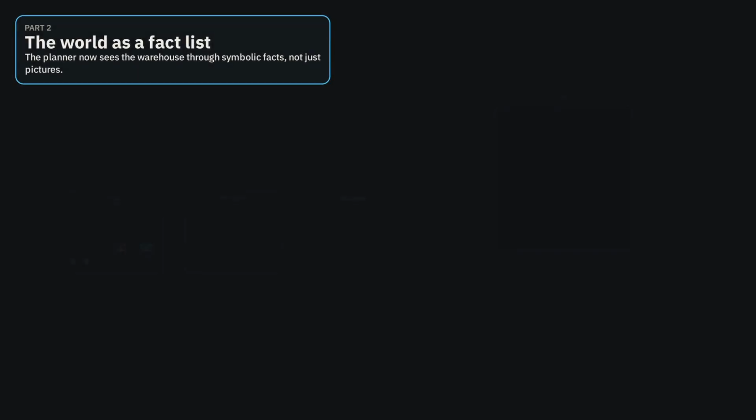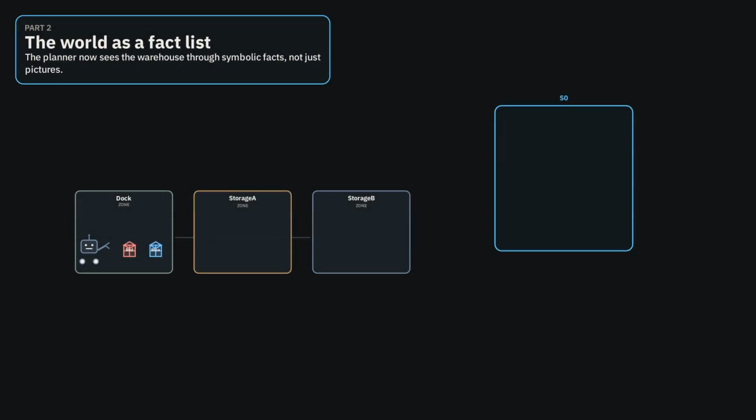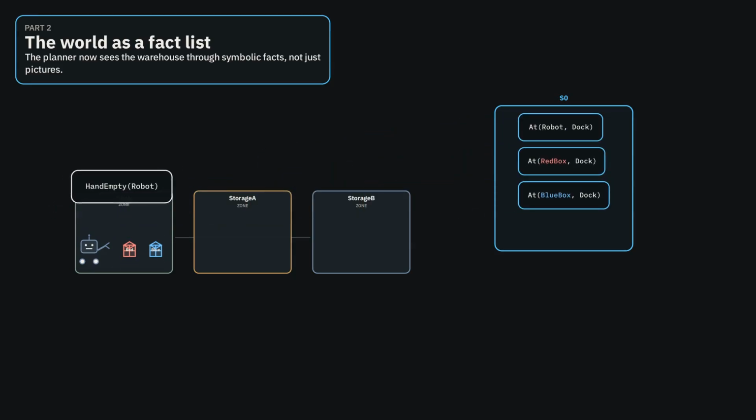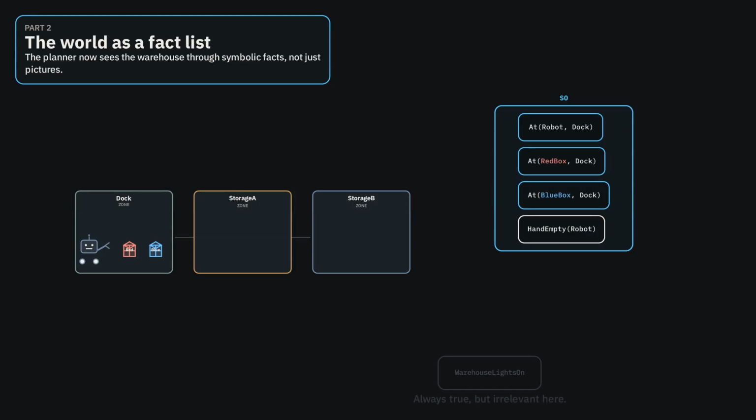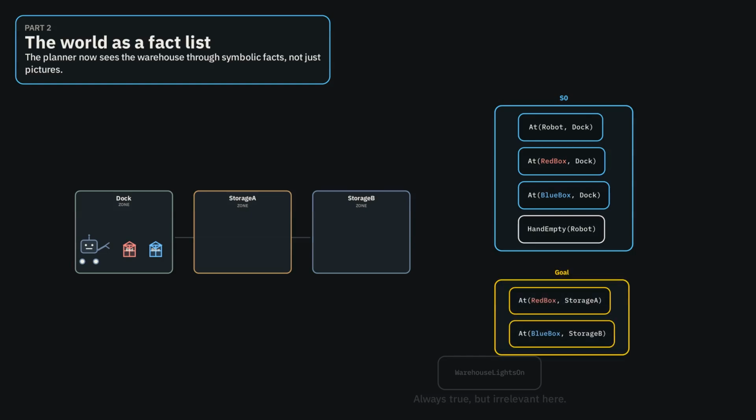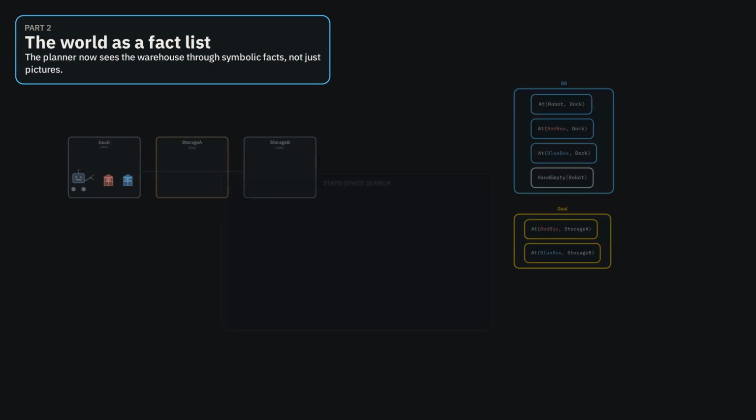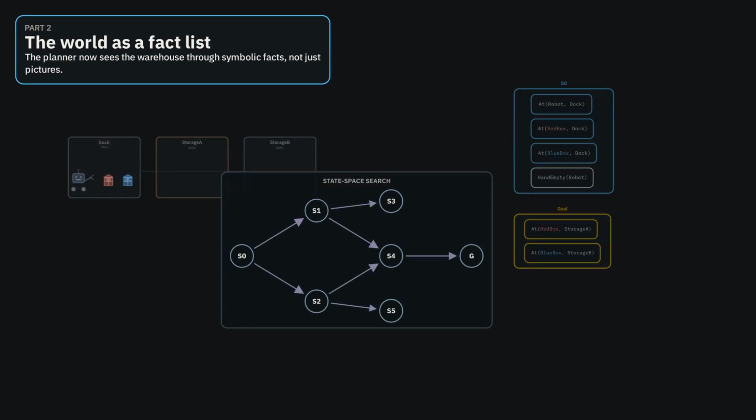Before we write actions, we define reality. A state is the set of symbolic facts that are true right now. In this small warehouse, the initial state has 4 facts. The robot is at the dock, red box is at the dock, blue box is at the dock, and the robot has an empty hand. The goal has 2 facts. Red box must reach storage A, and blue box must reach storage B. Planning is the search for a legal sequence of actions that transforms the initial state into a state where both goal facts are true. Facts that never affect the plan, like whether the warehouse lights are on, can be left out.